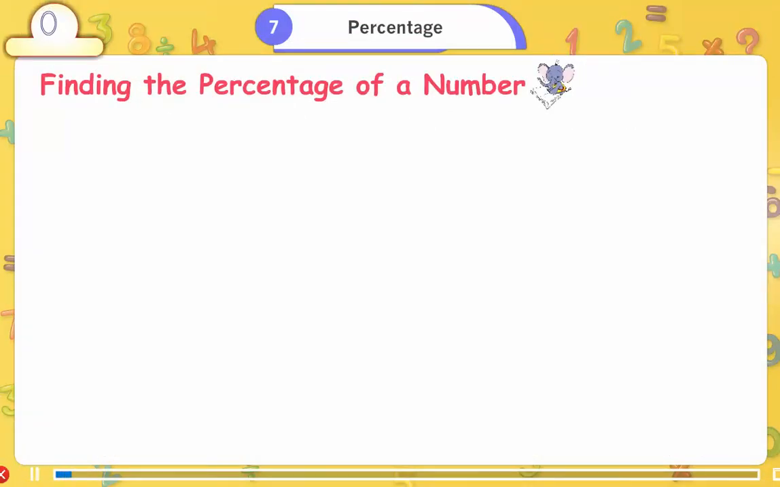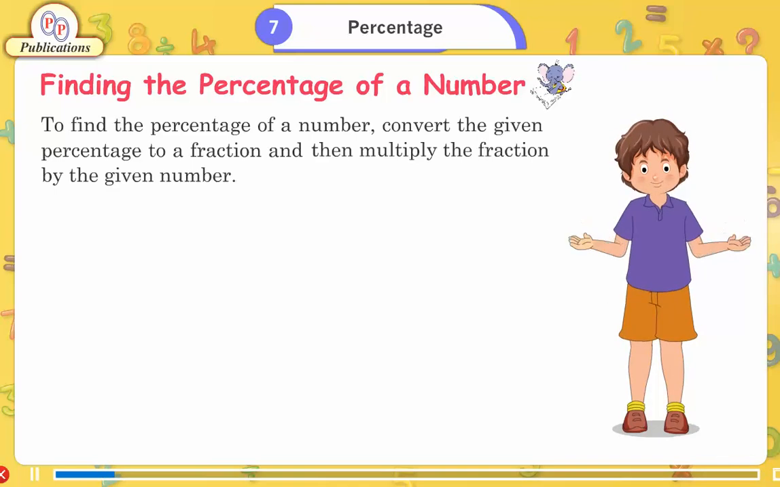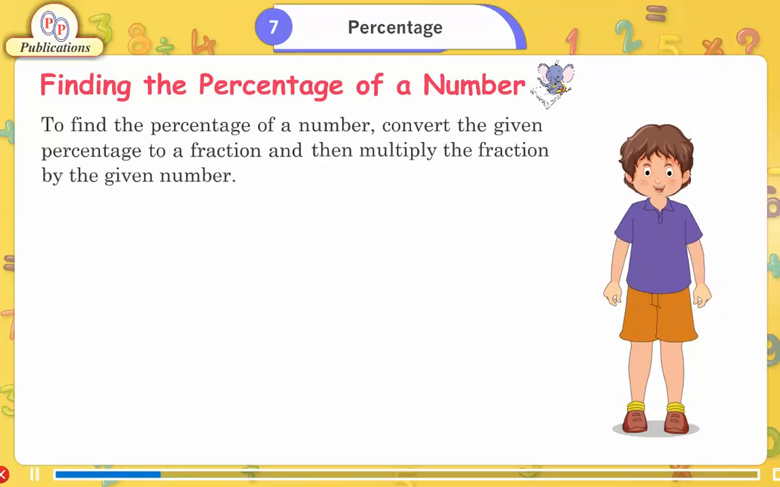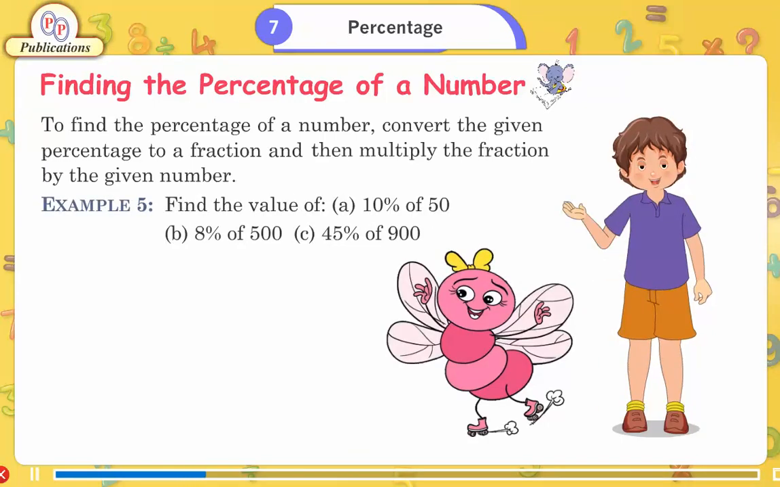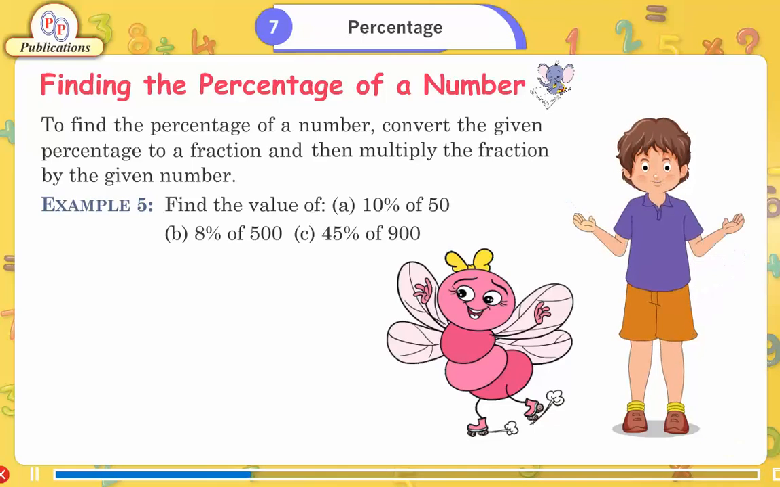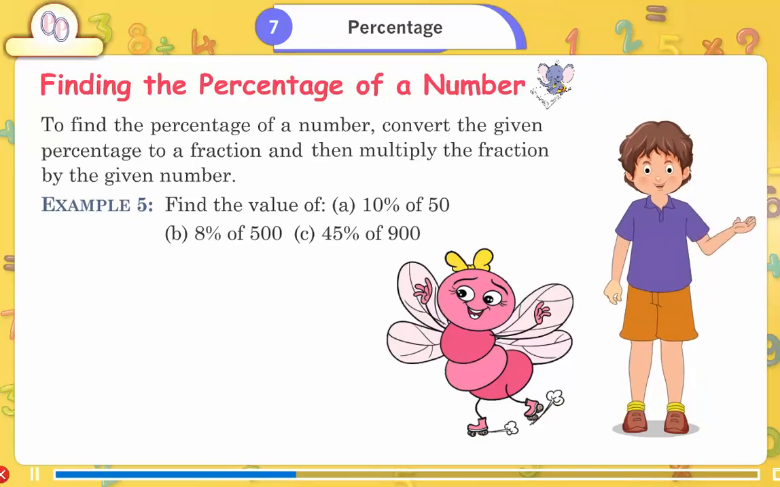Finding the percentage of a number. To find the percentage of a number, convert the given percentage to a fraction and then multiply the fraction by the given number. Example 5. Find the value of A. 10% of 50, B. 8% of 500, C.